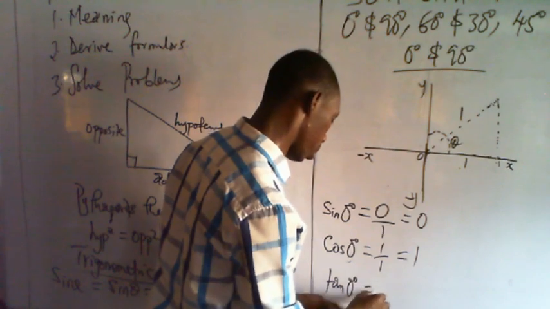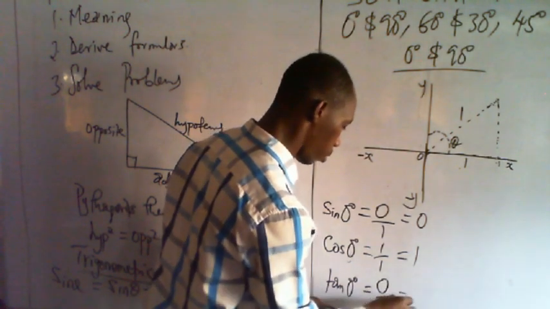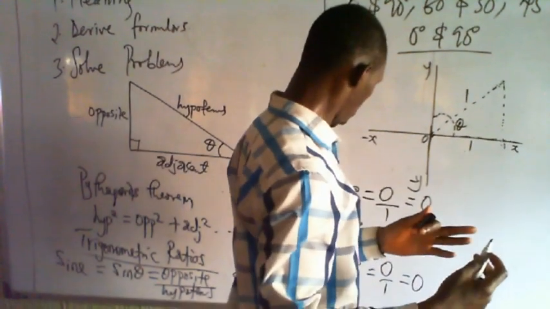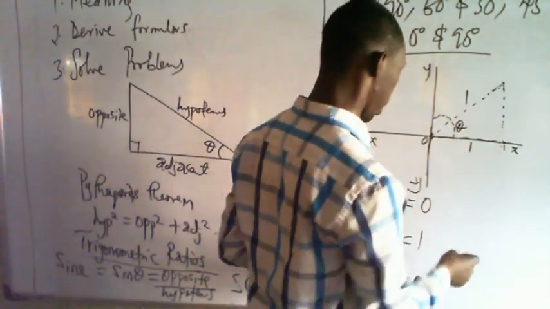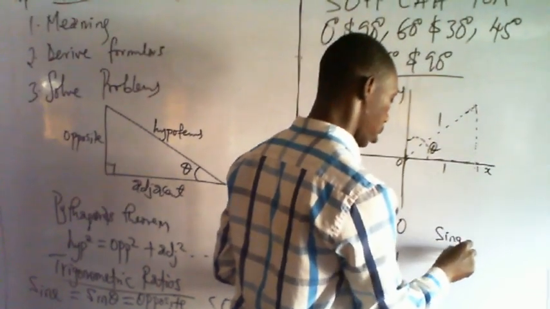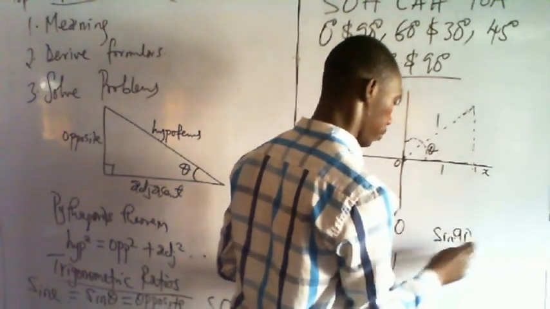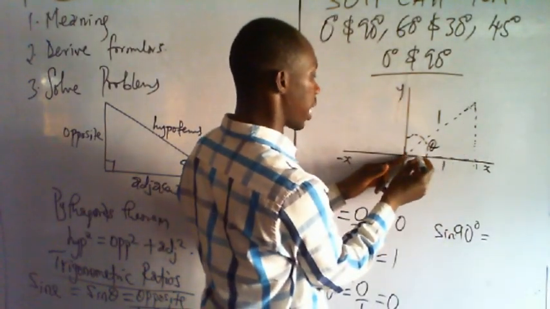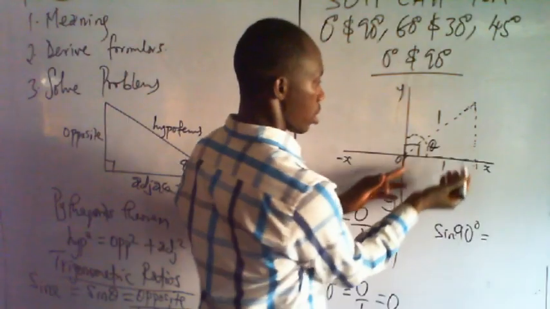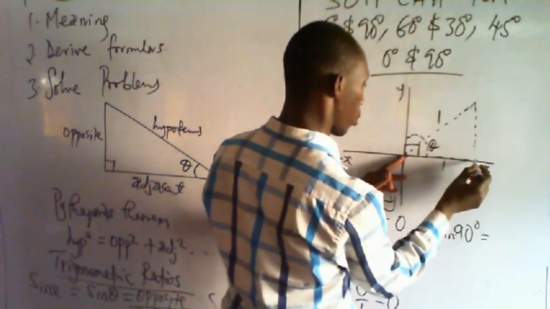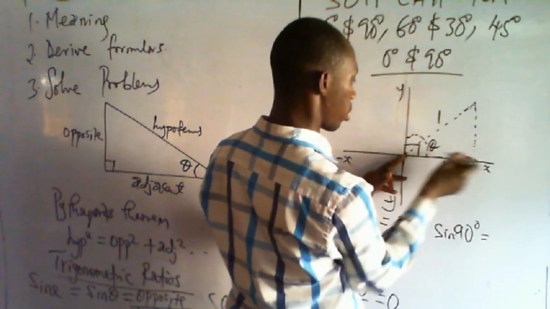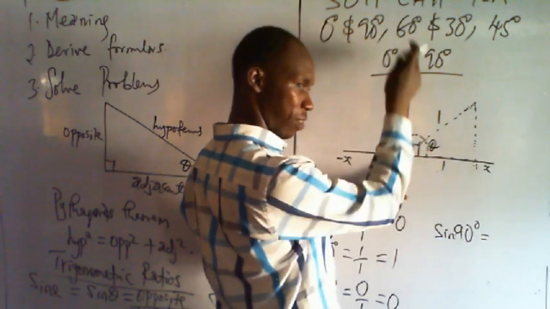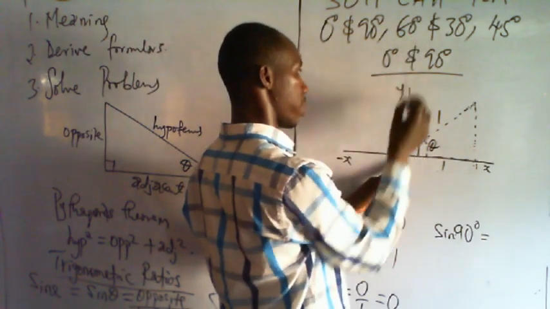Tan 0 degrees is 0 over 1, which is 0. Now, if we want to get the values for 90 degrees, sine 90 degrees. By the time we get a right angle here, that means from here to here, this line of our hypotenuse is standing upright. It's vertical now. So from here to here becomes 1.